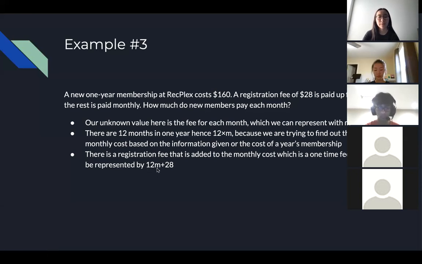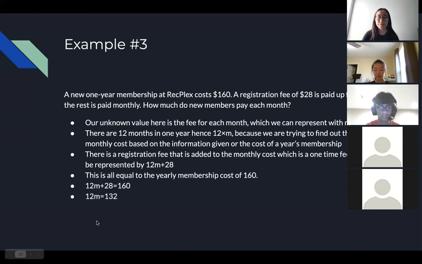So 12 times the monthly cost plus the registration fee. And then we set that equal to 160. And then now when we're solving, we subtract 28 from both sides, and then we divide both sides by 12. And so we find that our monthly fee is $11.